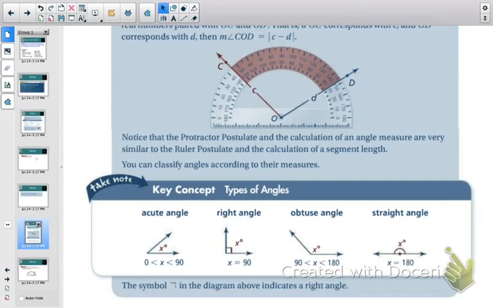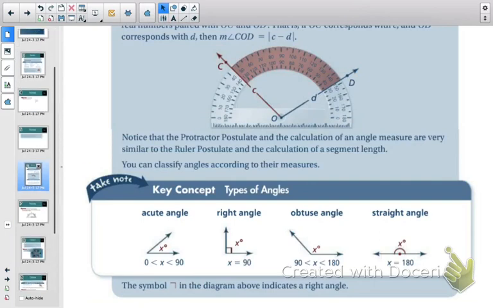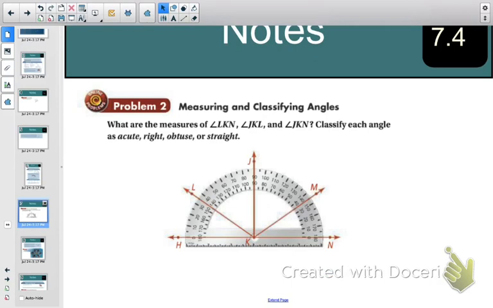Okay, 4 different types of angles. You have an acute angle, which is less than 90 degrees. You have a right angle, which is exactly 90 degrees, and an obtuse angle, which is bigger than 90 degrees and less than 180. And then you have a straight angle, which is exactly 180 degrees. Okay, that little symbol in there means a right angle. Means it's 90 degrees.